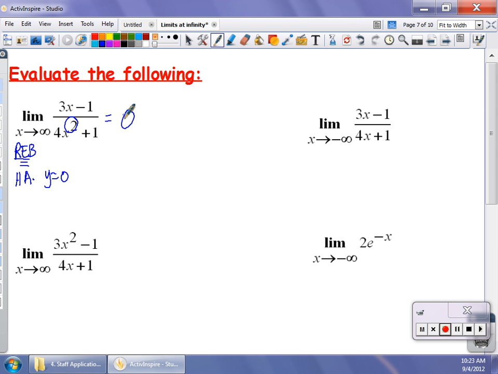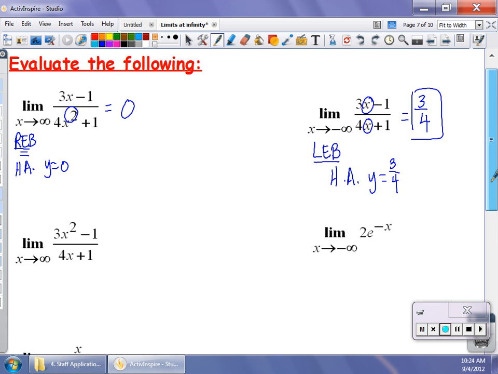In the second example, we're looking for left end behavior because we're going to negative infinity, and the degree in the numerator and denominator is the same. So the horizontal asymptote is the quotient of the leading coefficients, and because this is a rational function, at its ends, the function will approach its horizontal asymptote. So as x goes to negative infinity, the function approaches a y value of 3/4.